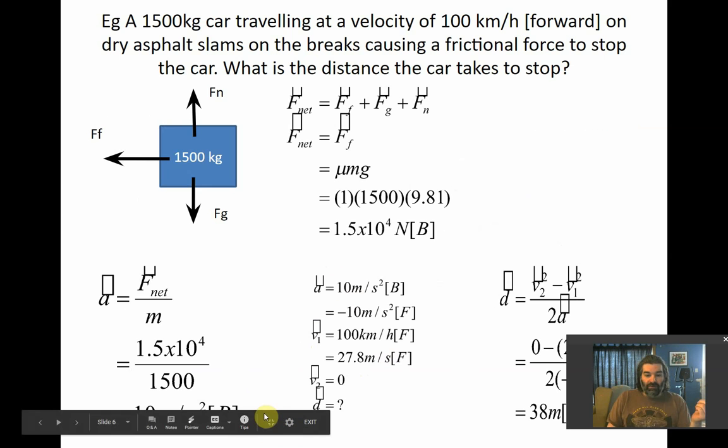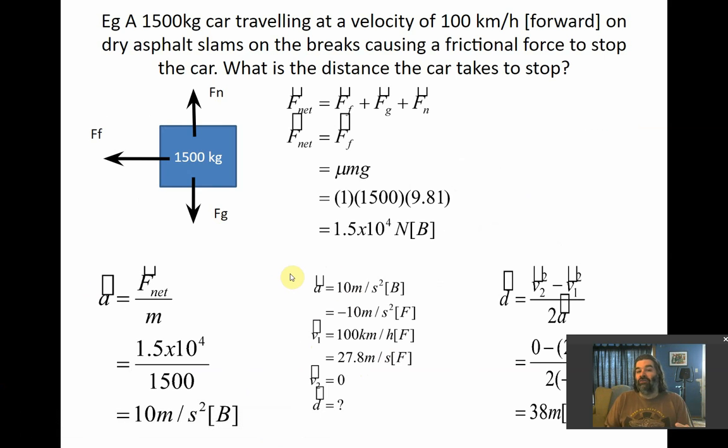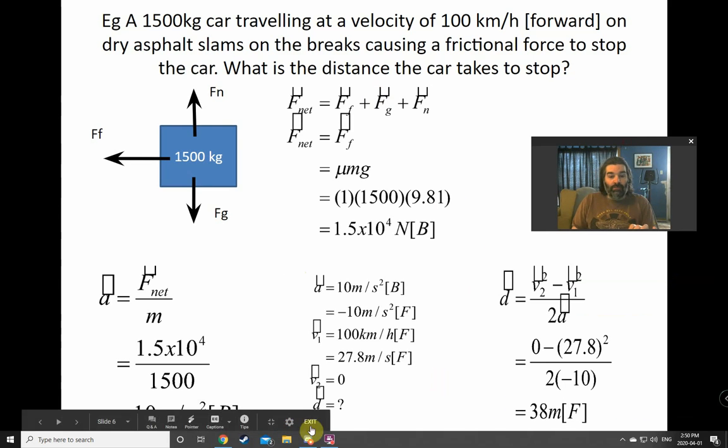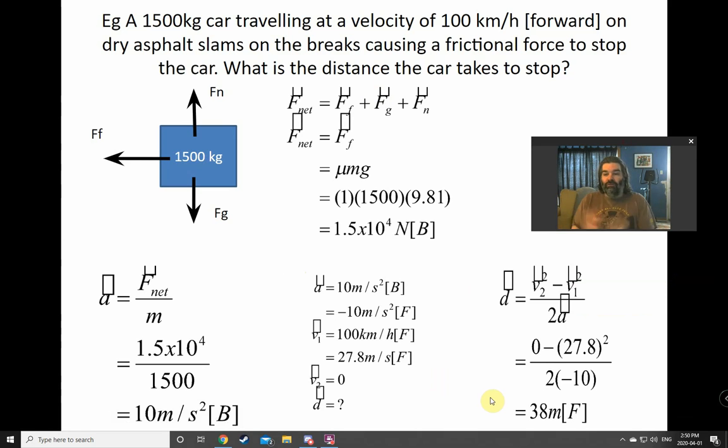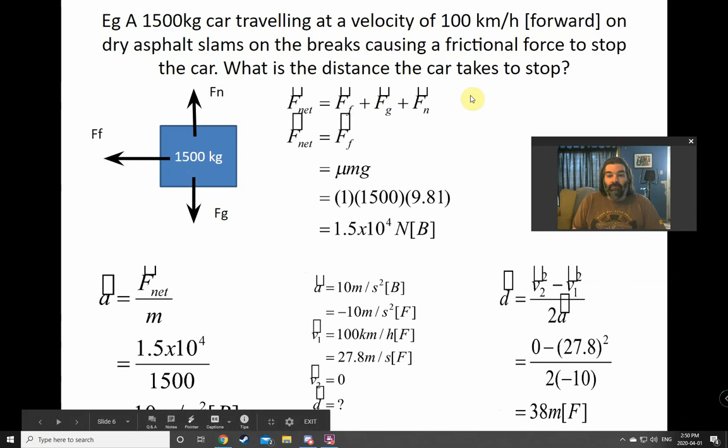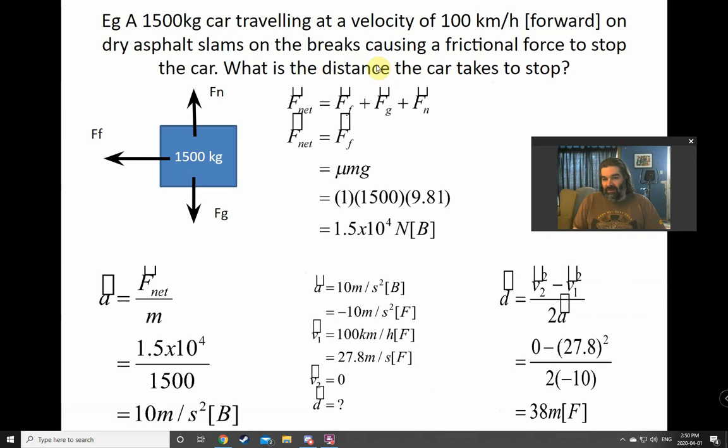So, for example, if you've got a car traveling at a velocity of 100 kilometers an hour forward on dry asphalt, you want to slam on the brakes and stop the car. Do you want to know how far the car is going to travel before it stops, before you've actually hit the brakes? This is usually something kind of important to know. We want to know what the stopping distance is. In this case, I've given you forces. We're trying to find a distance. So we're trying to find kinematics. We're going to use forces first and then try to find something for kinematics.